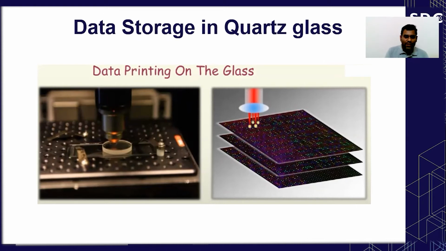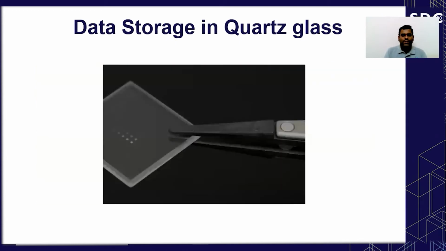So once we store the data in the glass, we are able to see it with our physical eye. Let's see how it gets printed in the quartz glass. See, this is the pictorial representation of the data stored in quartz glass.